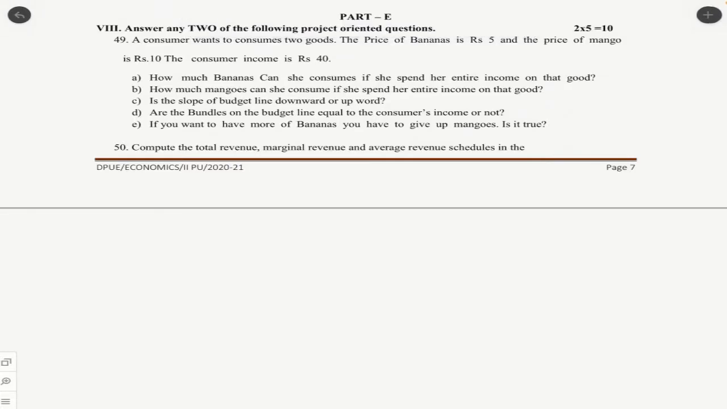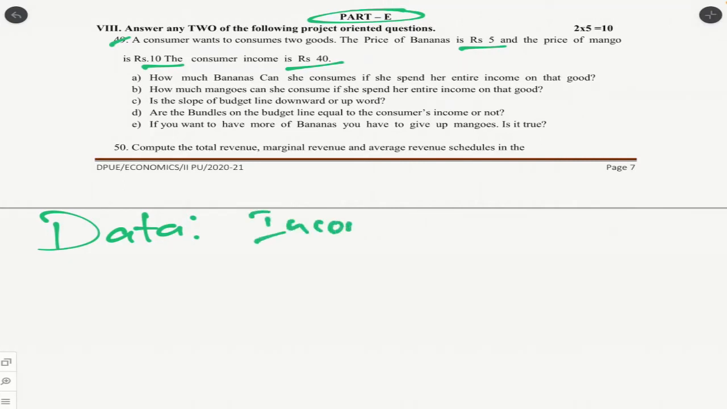Okay, let us solve the part E question. The question that we have here is question number 49. Let us read the question. A consumer wants to consume two goods. The price of banana is rupees 5 and the price of mango is rupees 10. The consumer's income is rupees 40. So let us first note down all the important data. There is a consumer and his income is equal to rupees 40. This is very important for us.